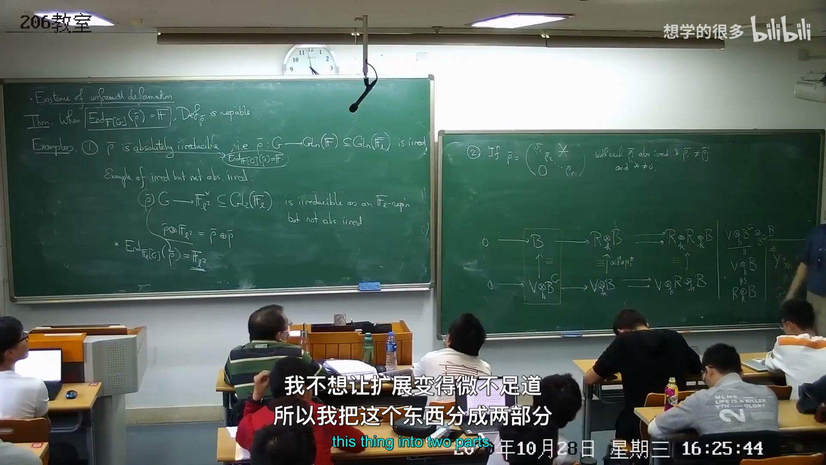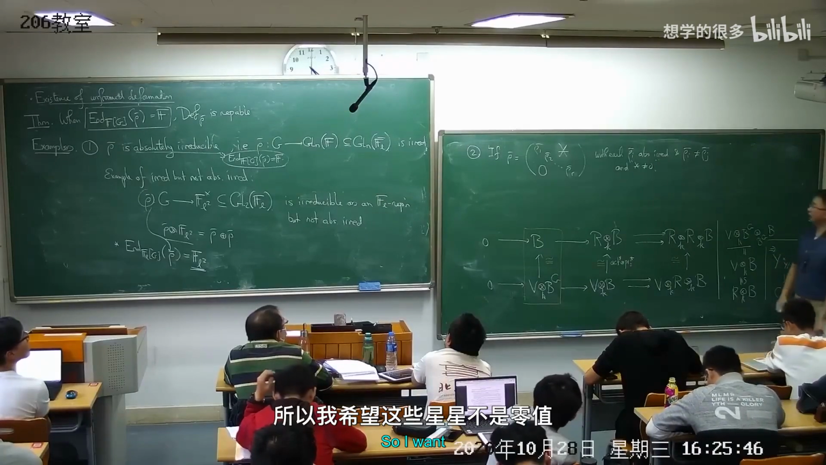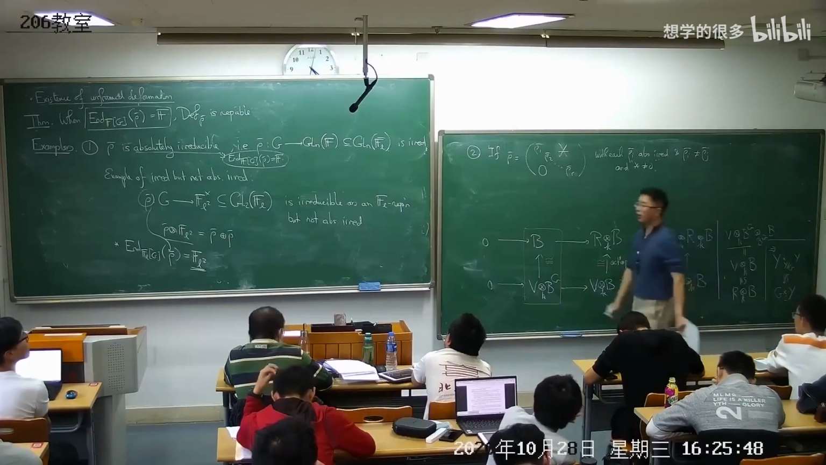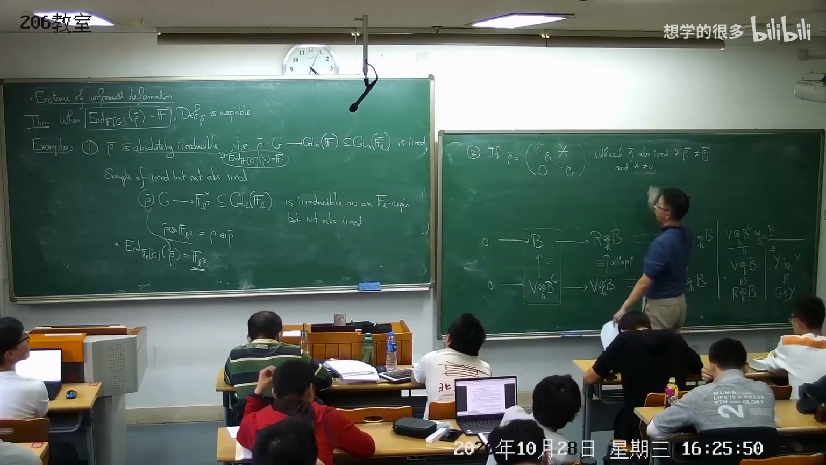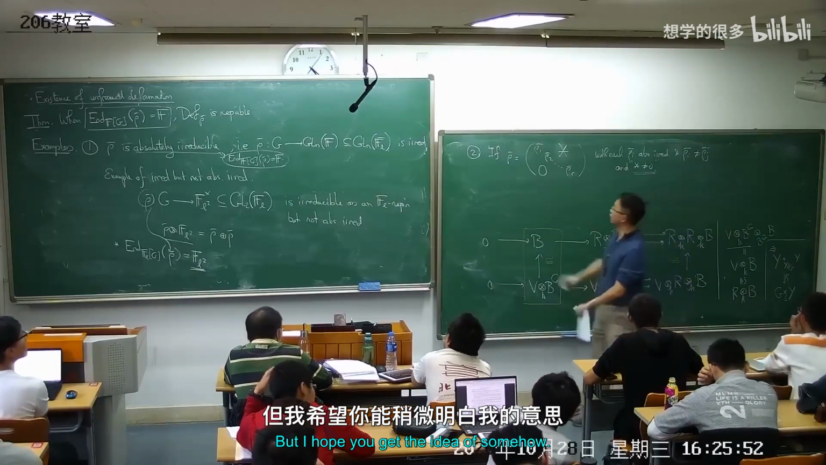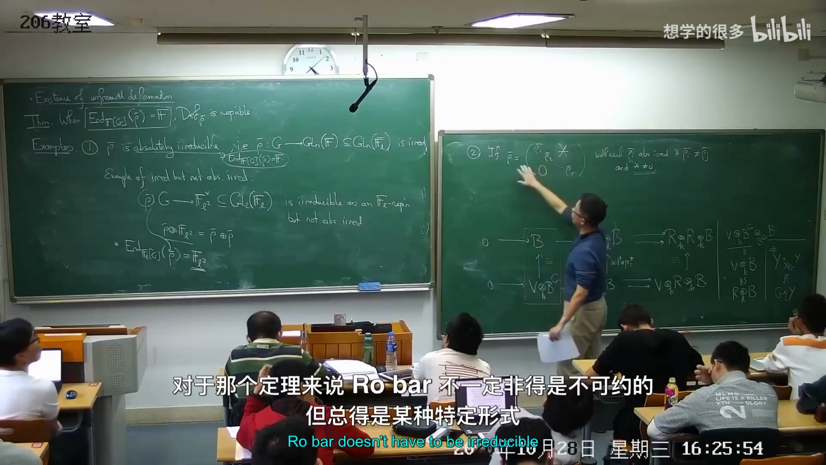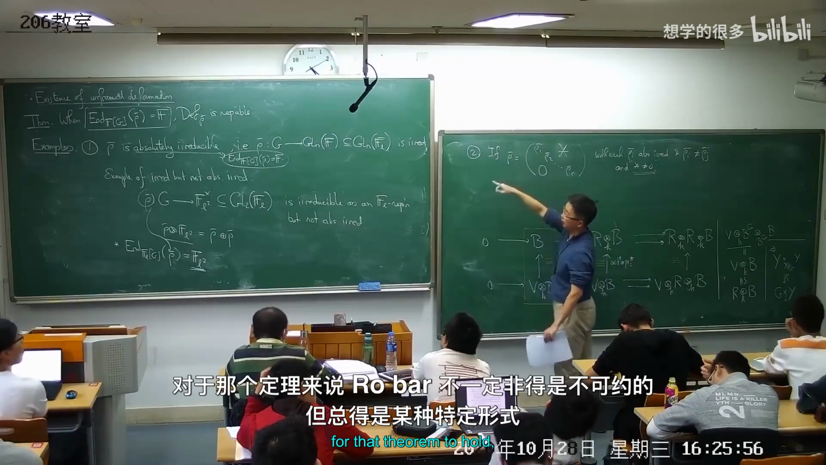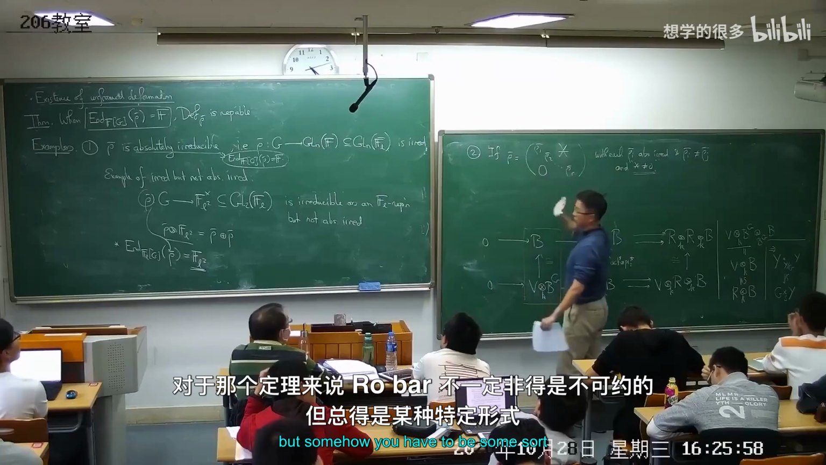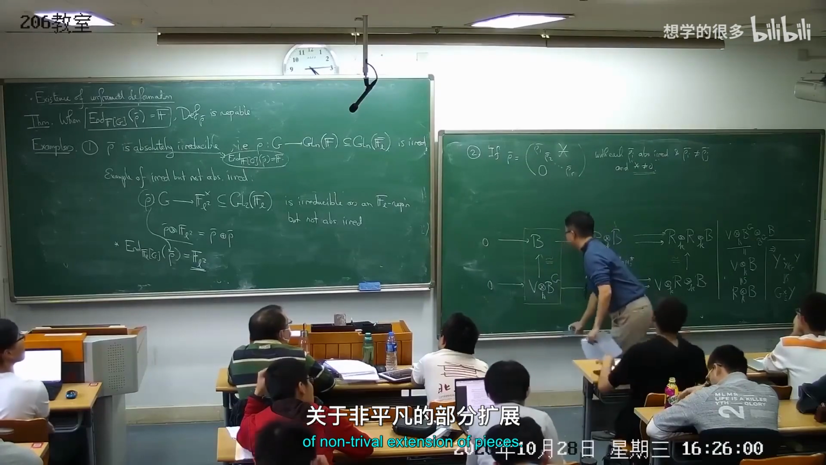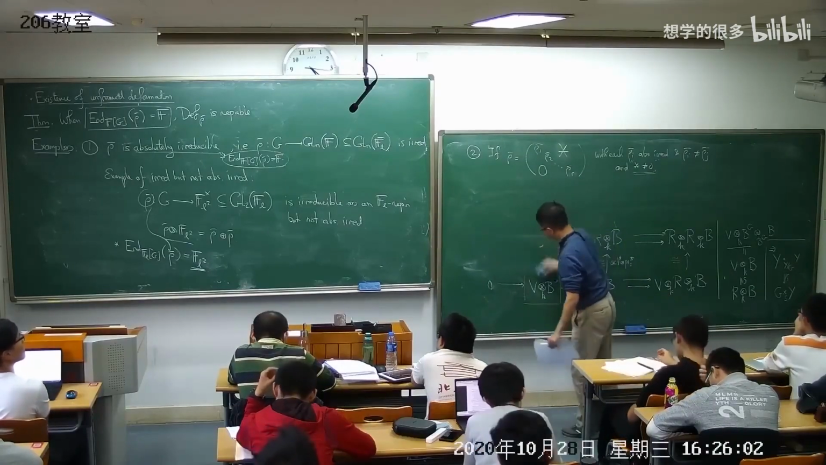I break this thing into two parts. So I want these stars to be not 0. I'm writing this in a very vague way, but I hope you get an idea that rho bar doesn't have to be irreducible for that theorem to hold, but somehow you have to have some sort of non-trivial extension of pieces.